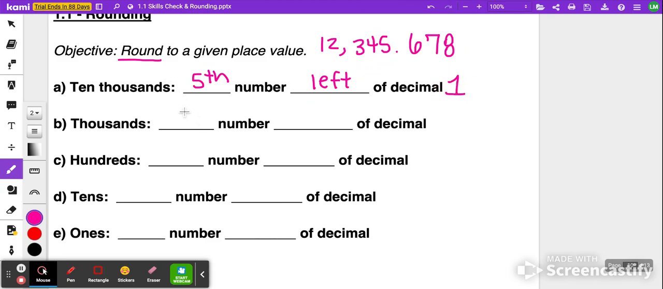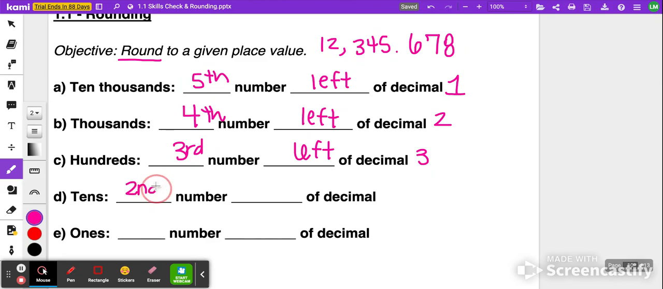The thousands place is the fourth number left of the decimal. So that number in our example is the number 2. The hundreds is the third number left of the decimal. That is going to be the number 3 in our example. The tens is going to be the second number left of the decimal. And you're kind of seeing a pattern here, that is the number 4. And then the ones is the first number to the left of the decimal. In this example, that is the number 5.